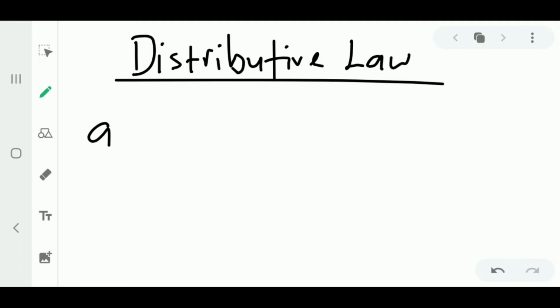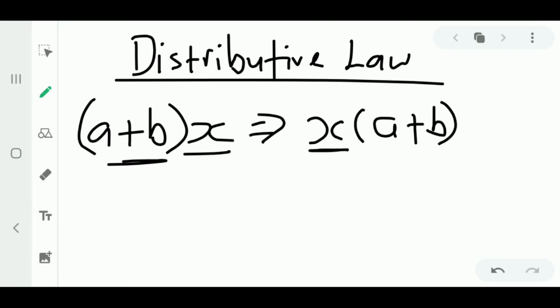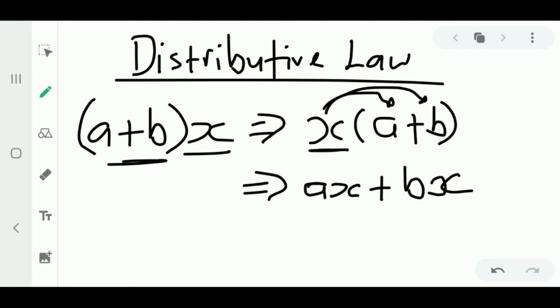Let's say we have a plus b, times x. We can rearrange this by saying x times (a plus b), because multiplication is commutative, and it is saying x times all of this here. Now what we do is whatever is on the outside we multiply by each element inside the bracket. So that would give you ax plus bx, where a and b are real numbers like 1, 2, and 3, and x is a variable.